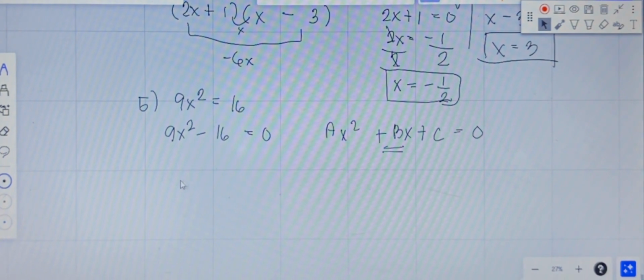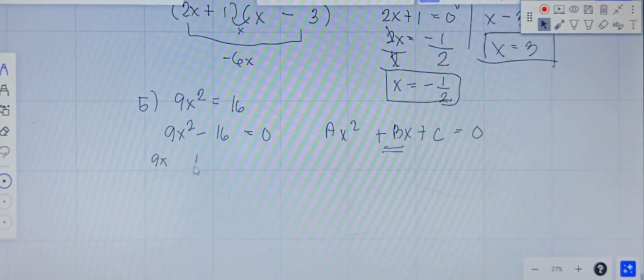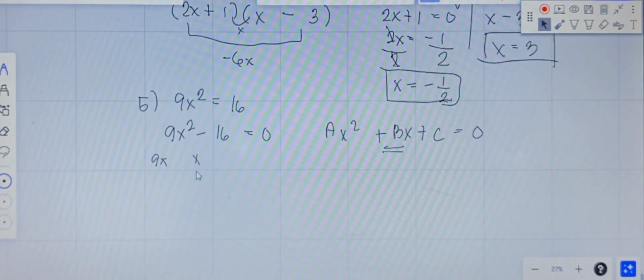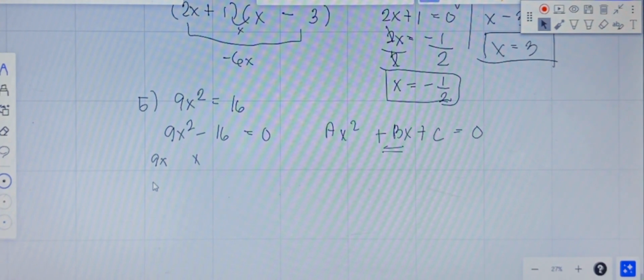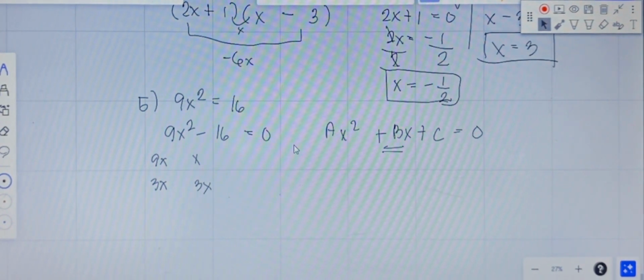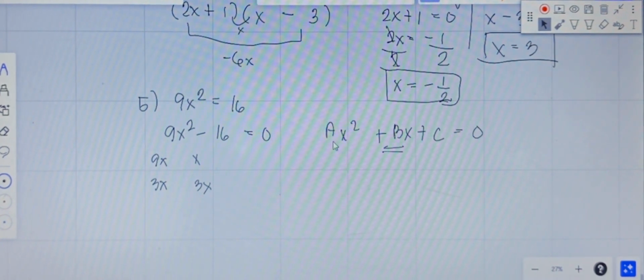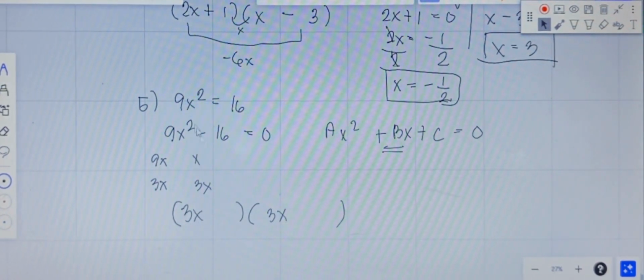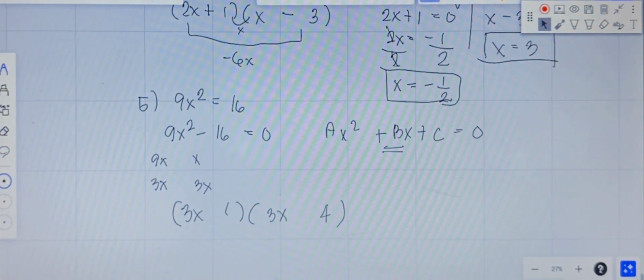For 9x squared, we have the factors like 9x and x, that's 9x squared. We also have 3x times 3x. And for 16, of course, it's 16 and 1, 4 and 4. Now, let's have this as an example. Let's say we're going to use 3x and 3x. Basically, multiply them. That's going to be 9x squared. Now, for 16, let's say 4 and 4.